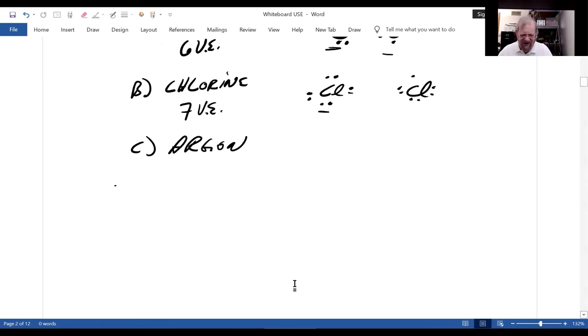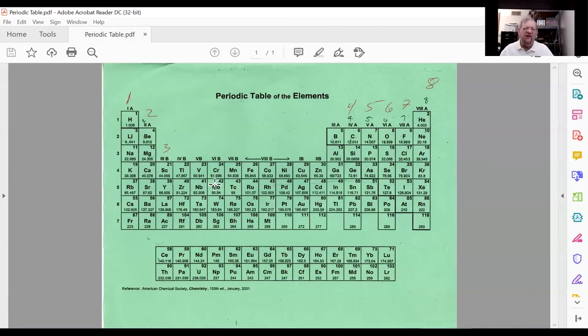And why don't we do argon? And let me pull up the periodic table, draw the Lewis structure for argon. I'll give you about 7.5 seconds more before I tell you how many valence electrons argon has. Argon, times up. Chemical symbol Ar, has 8 valence electrons.